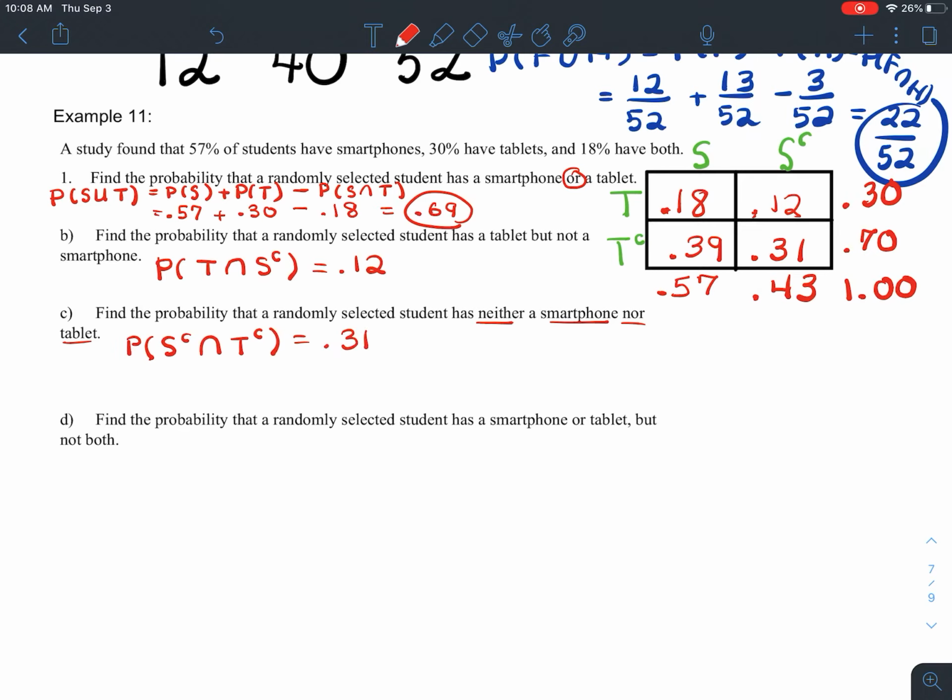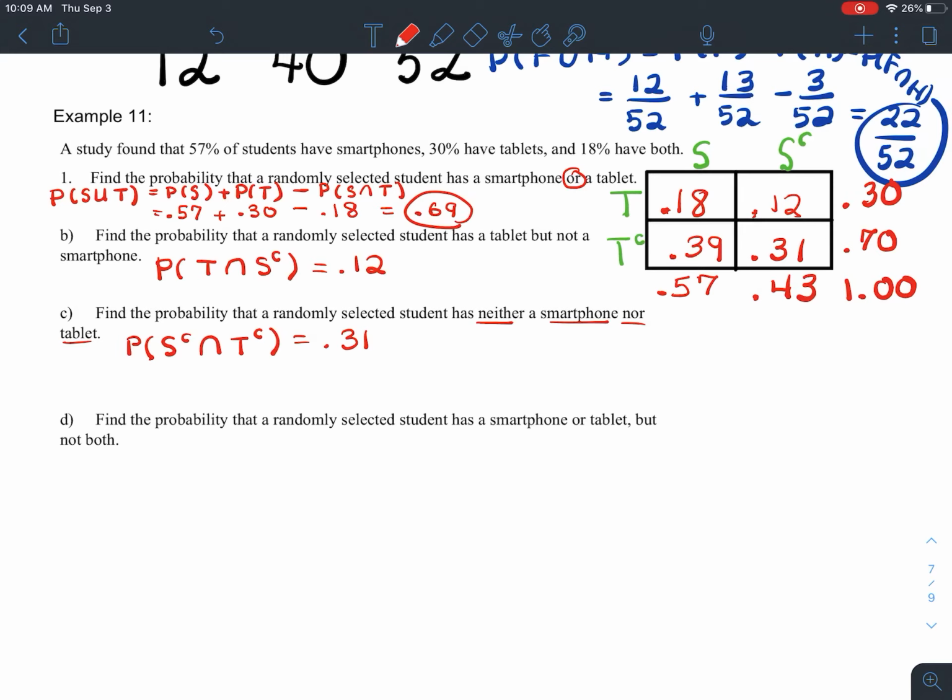So again, the intersection of not having a smartphone with not having a tablet would be this number here, the 31%. Okay, and then down at the bottom here, it says find the probability that a randomly selected student has a smartphone or a tablet, but not both of them.